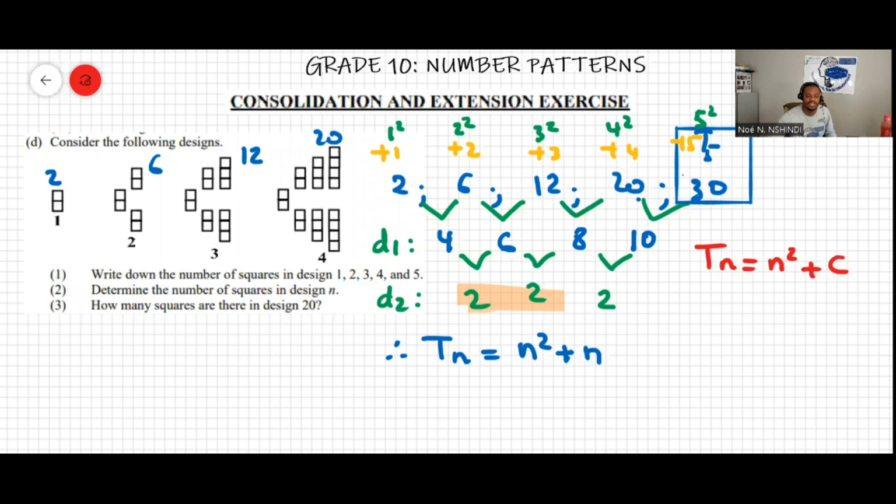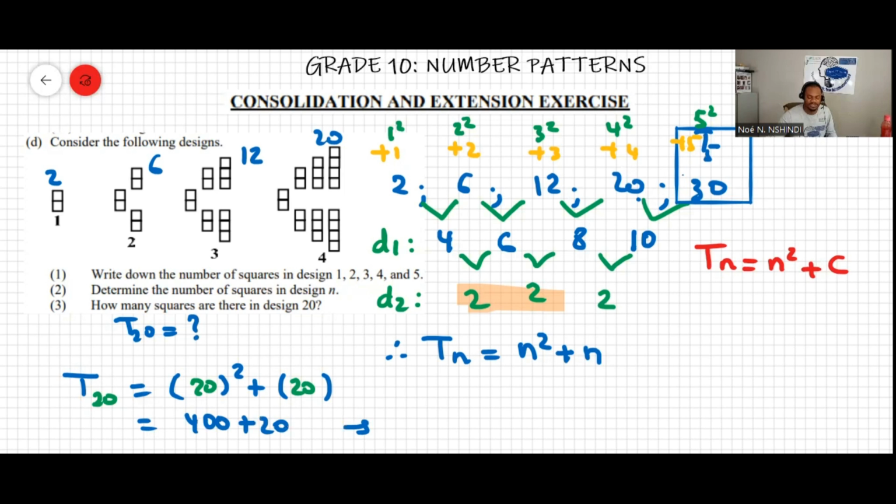Okay, and then question 3 says how many squares are there in design 20? So the 20th design in this list, we're looking for T20. We sub wherever we have n with 20. T20 will be n squared plus n, so 20 squared plus 20. 20 squared is 400, plus 20, and this means that T20 will be equal to 420.